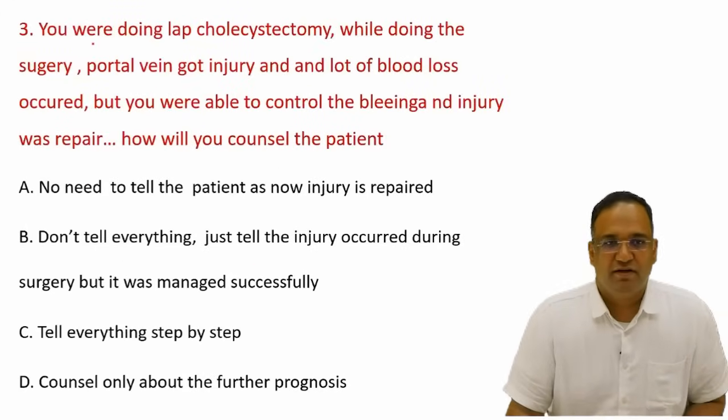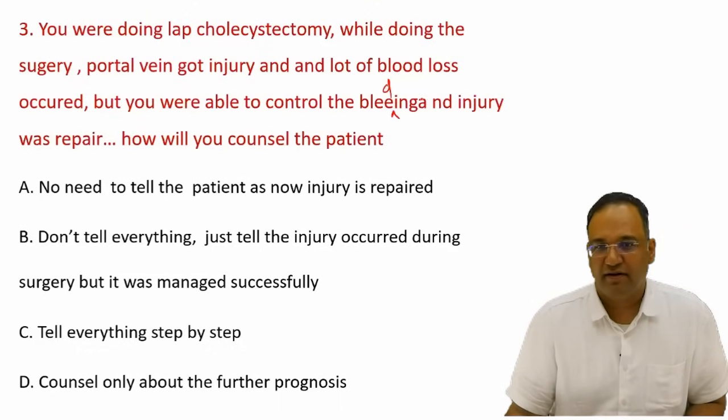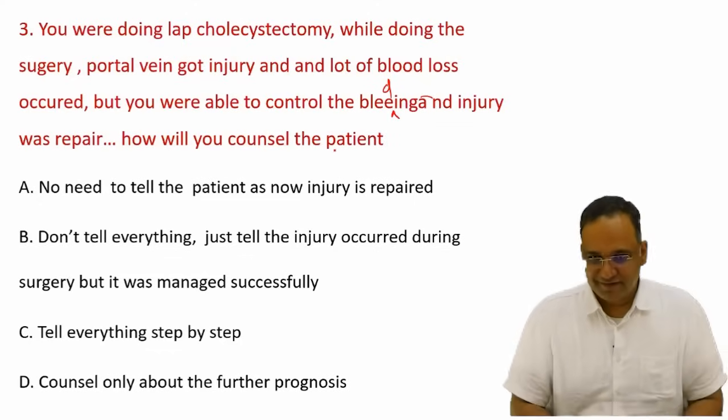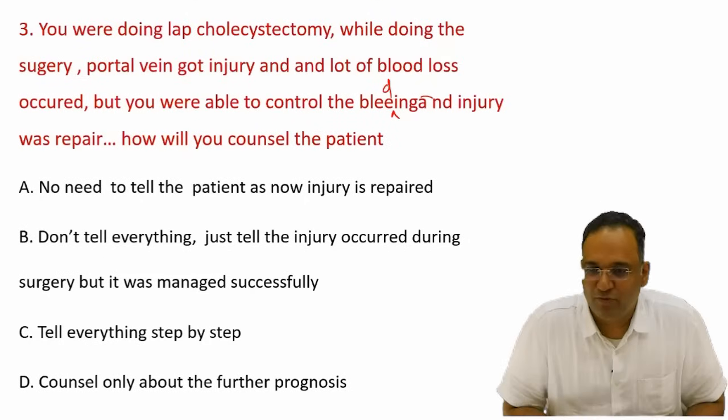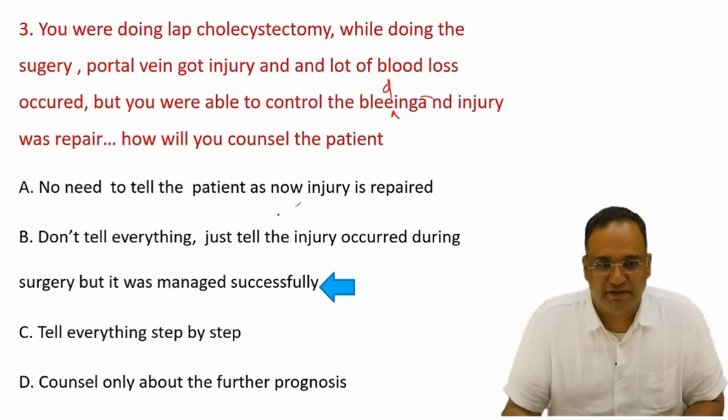Next question. You are doing a lap cholecystectomy. While doing the surgery, the portal vein got injured and a lot of blood loss occurred, but you are able to control the bleeding and the injury was repaired. How will you counsel the patient? So an eventuality happened during the intraoperative procedure, and how will you describe the event to them? Okay, the right answer for this is option B. Don't tell everything, just tell them the injury occurred during the surgery but it was managed successfully, because it is over. You need not scare them or cause more distress to them.